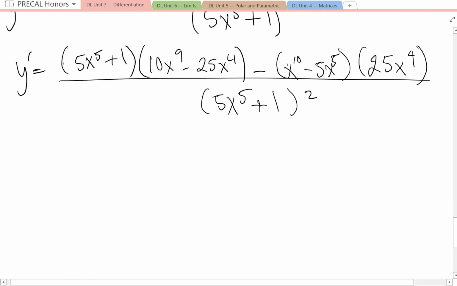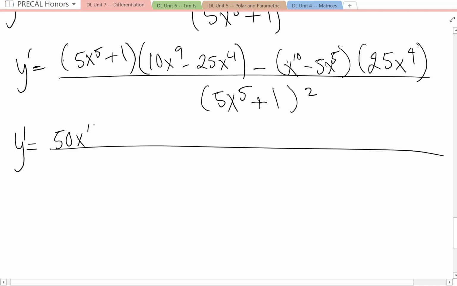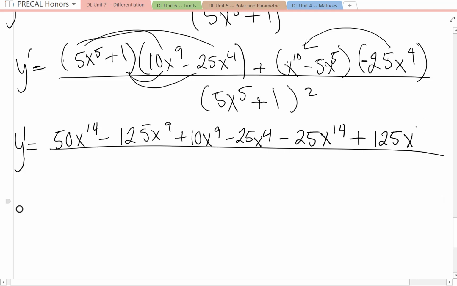Go ahead and distribute, see if we can combine any like terms and reduce. So we have 50x to the 14 minus 125x to the 9 plus 10x to the 9 minus 25x to the fourth. I'm going to change this to addition and just put the negative here so that I just distribute the negative and the 25x to the fourth all at once. So this would be negative 25x to the fourth times x to the 10th, which would be negative 25x to the 14th, plus 125x to the 5 plus 4 is 9.